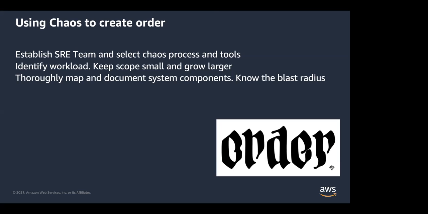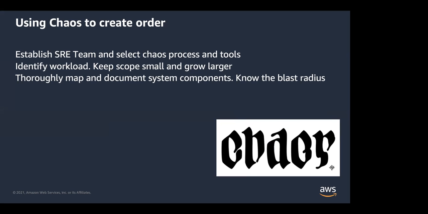Part of this process, and this is the heavy lifting here, is you need to thoroughly map and document all the system components. You need to know what the impact is, the blast radius. And this includes the application itself, all the dependencies the application has, all the infrastructure dependencies, and how they interact together, okay? If you pick a small workload that is, for example, an authentication system, and you take it down and everything shuts down because of that dependency, that's not a good workload to test with. So you want to make sure you understand everything end to end.